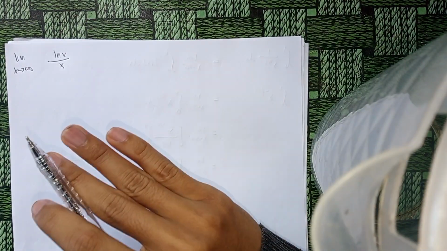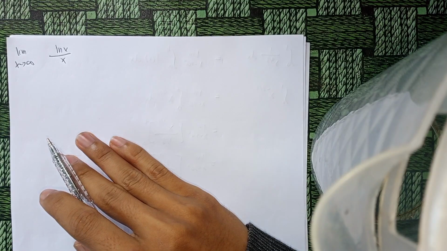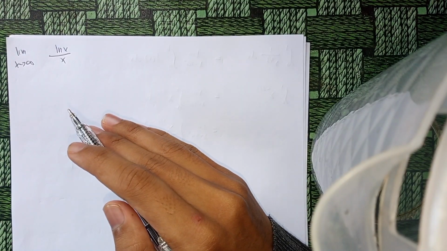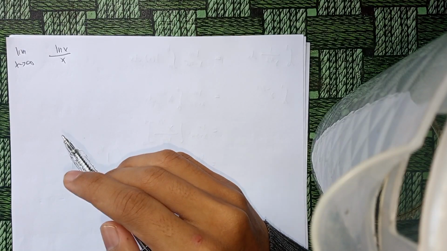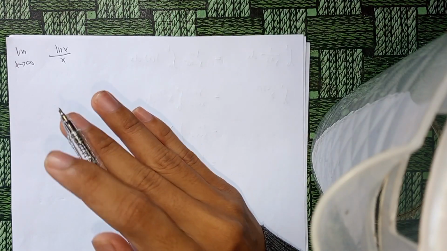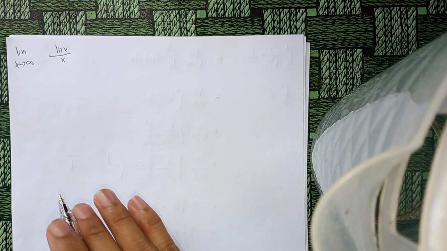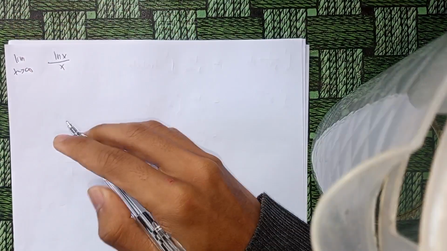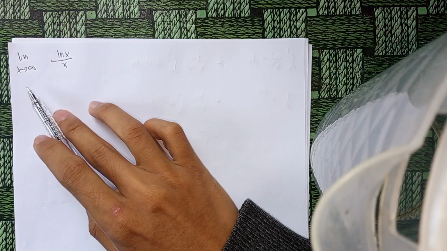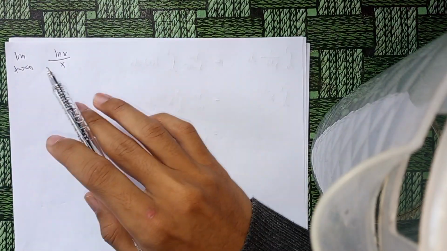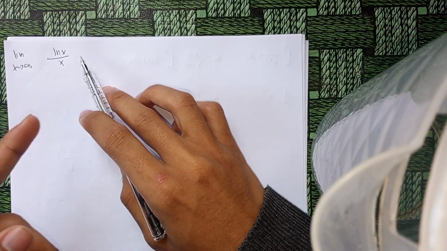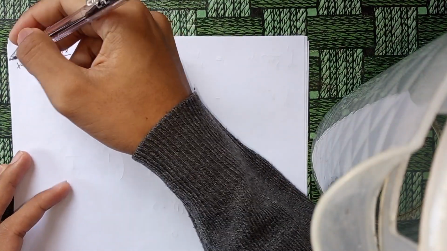Okay, so another problem here. But this time, if we identify that the problem is in indeterminate form, then we will use L'Hopital's rule. Okay, so I will introduce to you L'Hopital's rule and how to use it. Our problem here is the limit of ln x over x as x approaches infinity. So first things first is to apply the limit. Okay, so ln x as x approaches infinity is infinity.